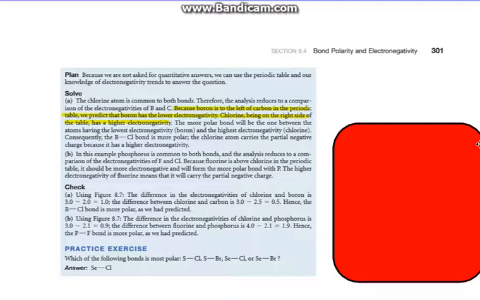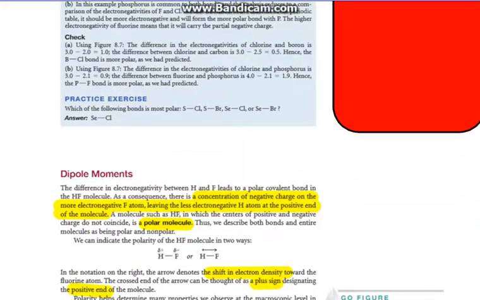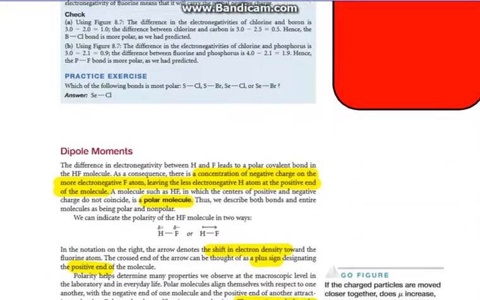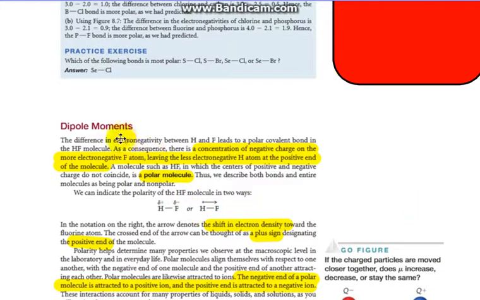Looking at the bottom part here, dipole moments. We're going to skip some of this, but we are going to look at the highlighted areas. The difference in electronegativity between F and H leads to the polar covalent bond in the HF molecule, as we've seen. As a consequence, there's a concentration of negative charge on the more electronegative fluorine atom, leaving the less electronegative H slightly positive. So we talked about that. A molecule such as HF in which the centers of positive and negative charges do not coincide is called a polar molecule. Thus we describe both bonds and entire molecules as being polar or nonpolar.